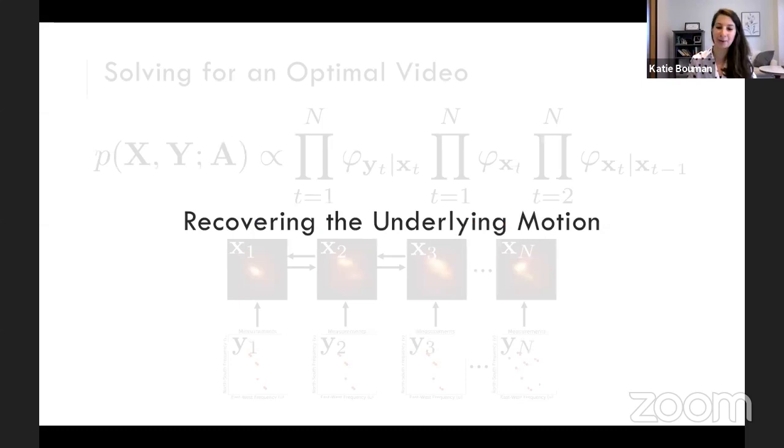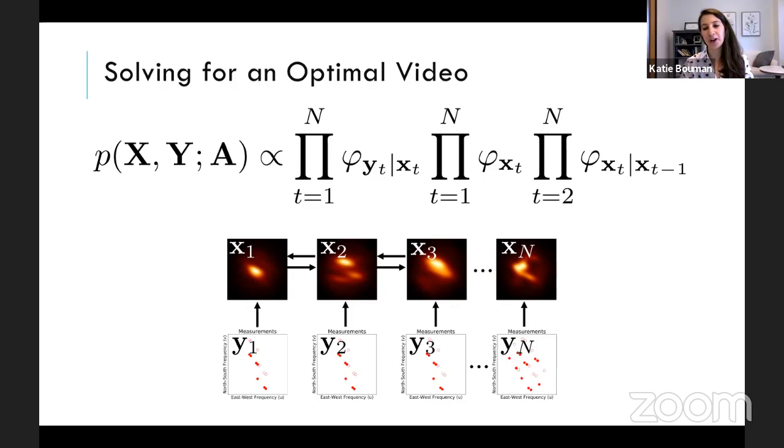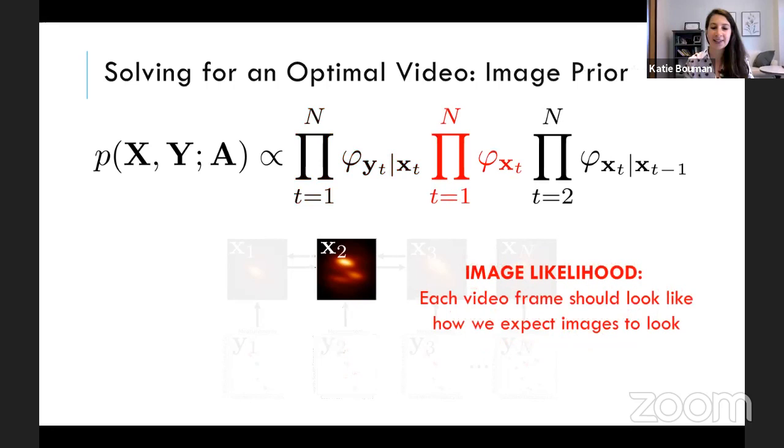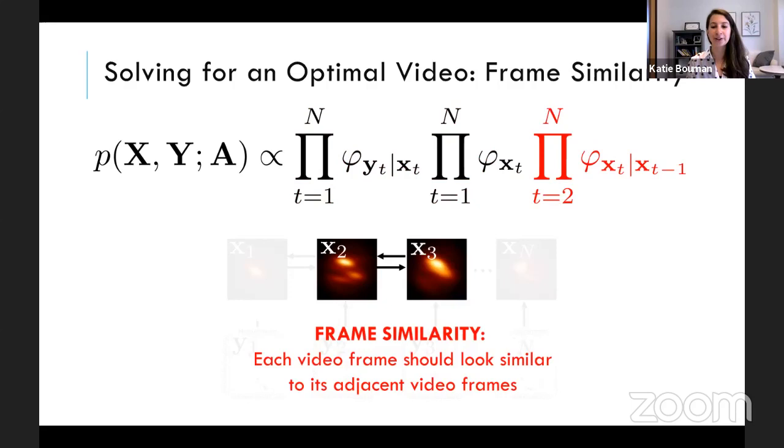Well, we've been developing methods that propagate information through time to try to use all of the measurements simultaneously, with the knowledge that although the image is changing, there's some continuity to those changes. So one approach is to model the data as part of a graphical model with three components. The first component says that each image x of t should be consistent with the data collected at that time, y of t. The second says that each image should look like how we expect images to look, like a sample from some sort of image prior. And the third is that neighboring frames in time should look similar to one another.